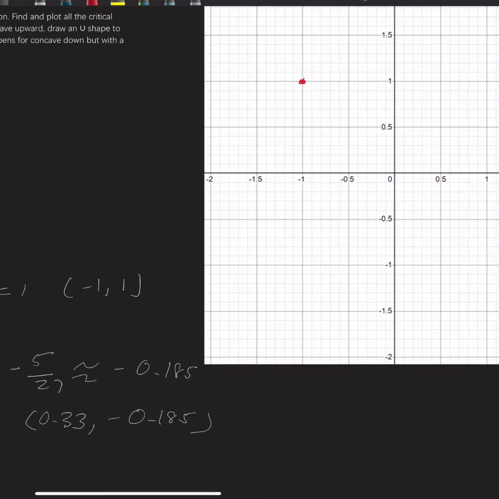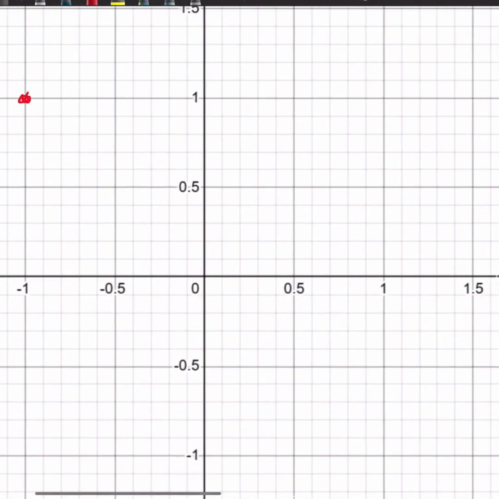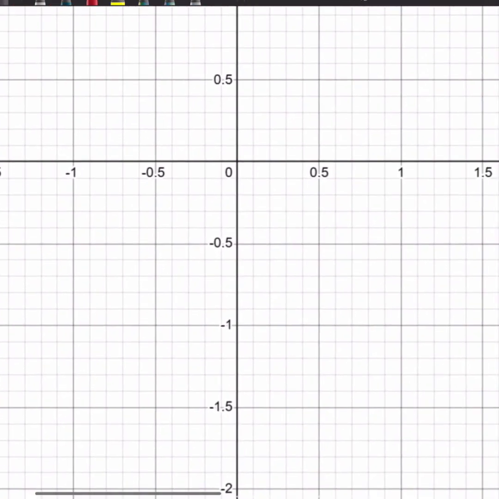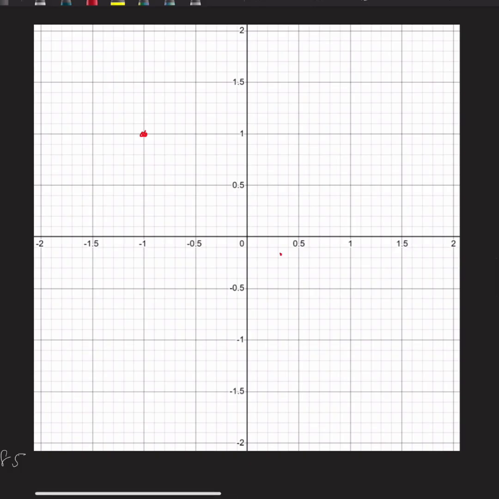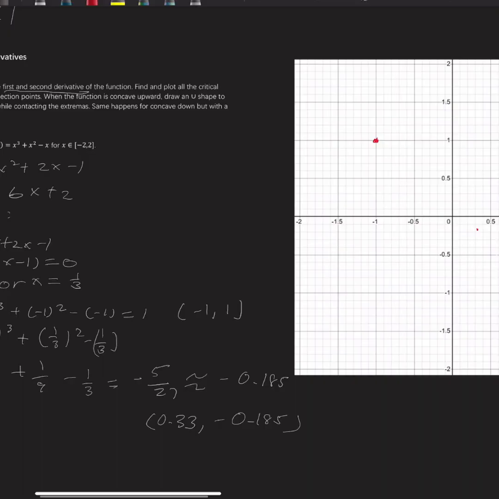So 1/3 should be around here, and -0.185 should be around here, say. So those are the extrema points, and let's find the point of inflection.